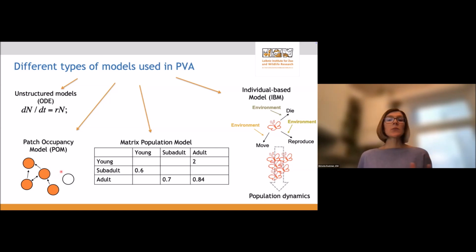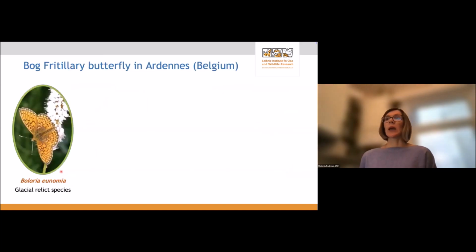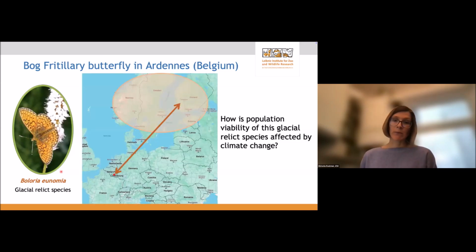emerges. So since matrix population models were so instrumental and were so often used in PVA, I would like to give you a brief example of the use of matrix population models in a PVA. And I would like to use the study from my PhD thesis that I conducted a while ago, in which I focused on assessing viability of a bog fritillary butterfly in the Ardennes region in Belgium.